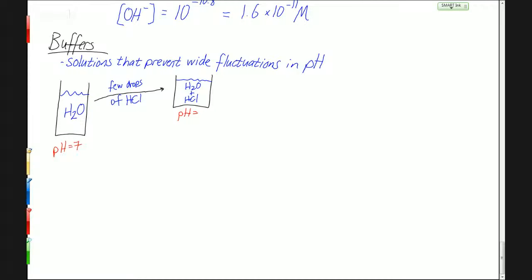this ending pH probably suddenly dropped all the way down to 1. It doesn't take much. Remember, we're talking about tiny concentrations, 10 to the minus 7th molar, 10 to the minus 1 molar. The difference between 10 to the minus 7th molar and 10 to the minus 1 molar is really not that much when you're talking about a drop size. So a few drops and suddenly you've totally changed your pH from neutral to super acidic. It works the same way in the other direction.